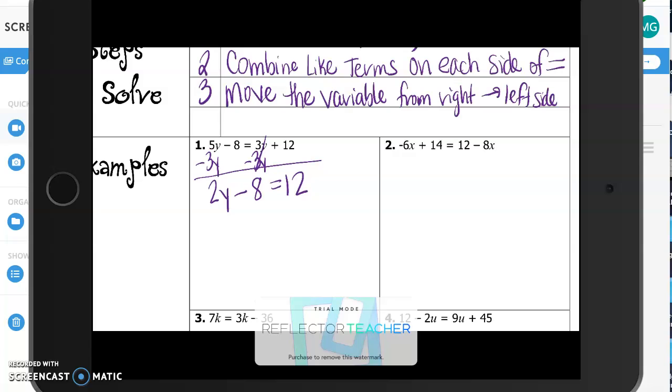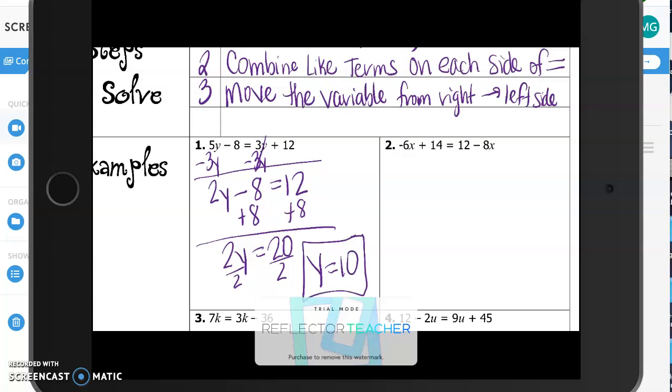After you move that constant term, it looks like a two-step equation that we solved in Unit 1. So first then we need to get rid of the 8. 2y equals 20. Divide by 2. y is equal to 10. Okay, so up here in step 4, we're just going to write solve like Unit 1.